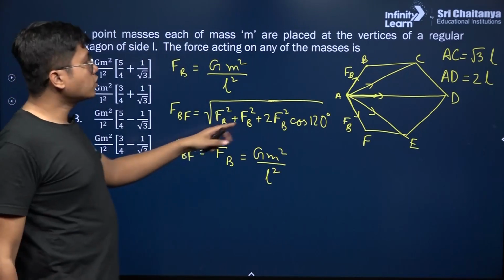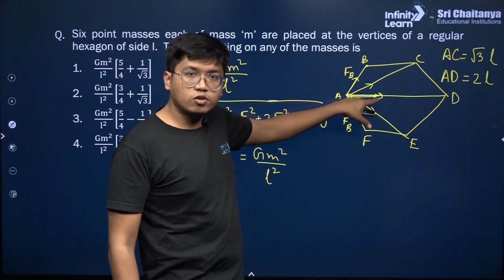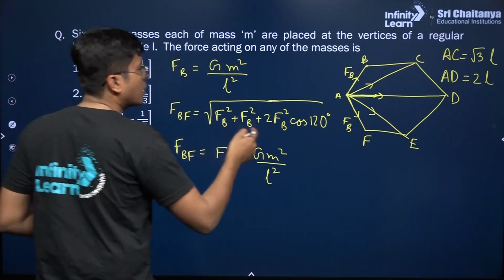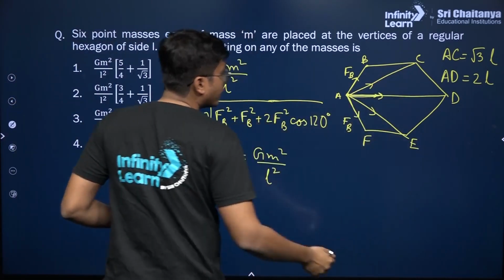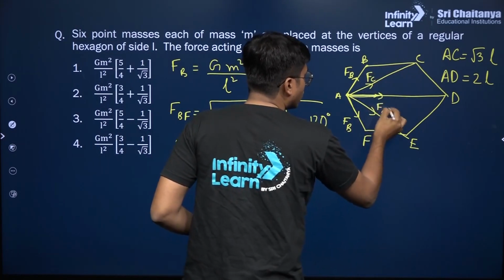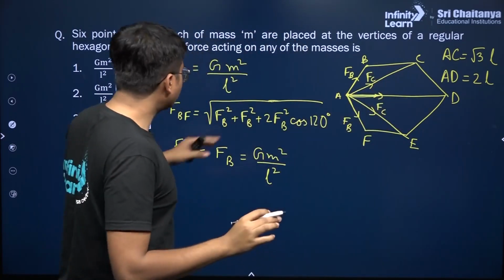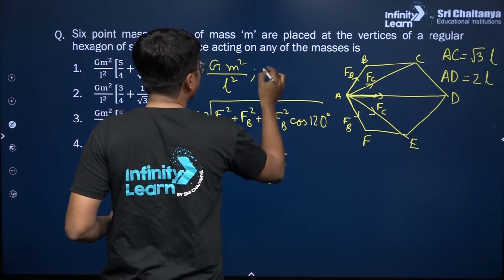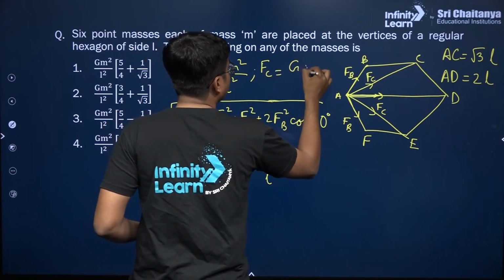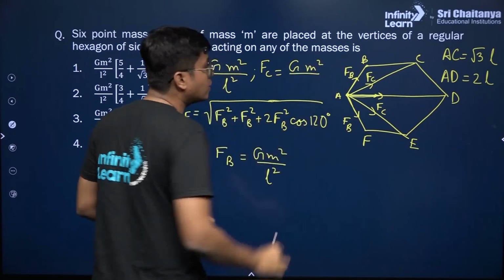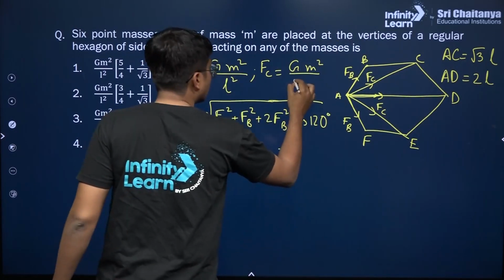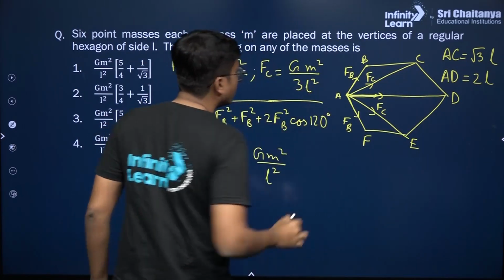So we have got the force because of these two, the resultant over here. We can also get similarly the force because of FC and FE, because here if it is FC, this direction also the magnitude is going to be the same FC, even though it's FE. So we'll write what FC could be. FC would be equal to same GM square, but the length would be AC over here, which is root 3 L, which would give us 3L square, right?